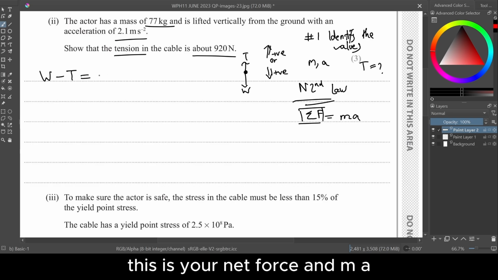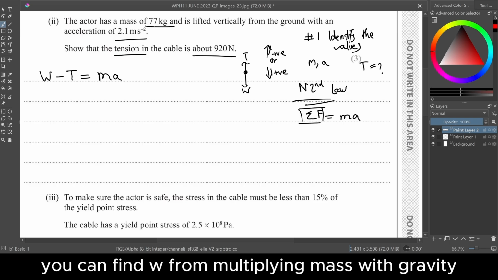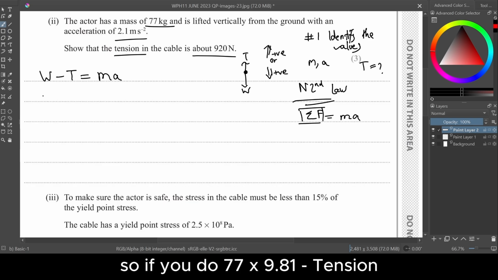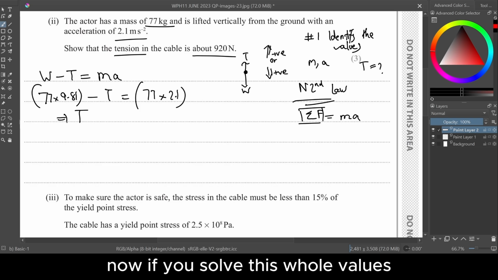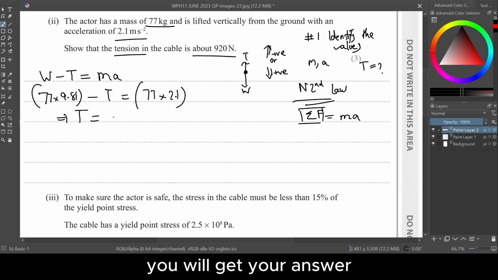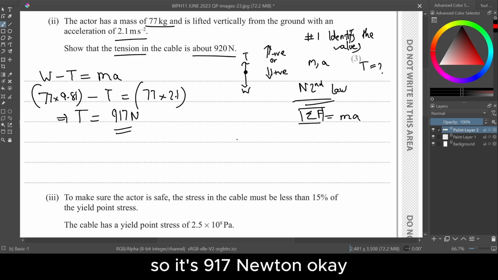This is your net force, ma. So you don't have W. You can find W by multiplying mass with gravity. W equals mg. So 77 times 9.81 minus tension equals 77 times 2.1. Now if you solve these values, you will get your answer. I have the rounded off value with me, so it's 917 Newton.